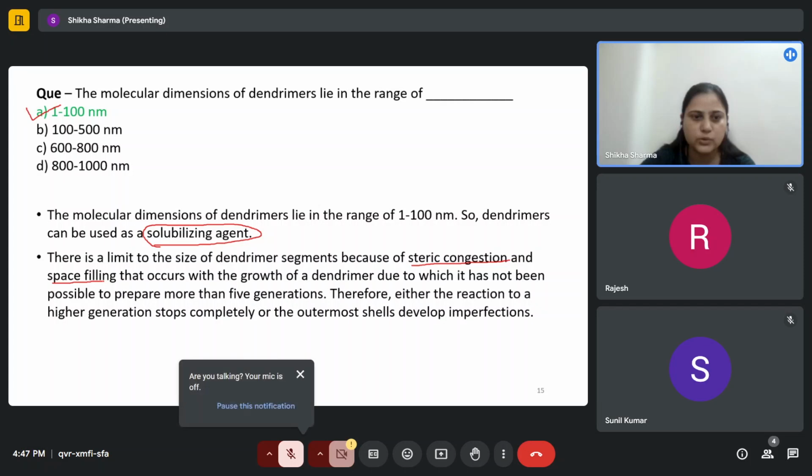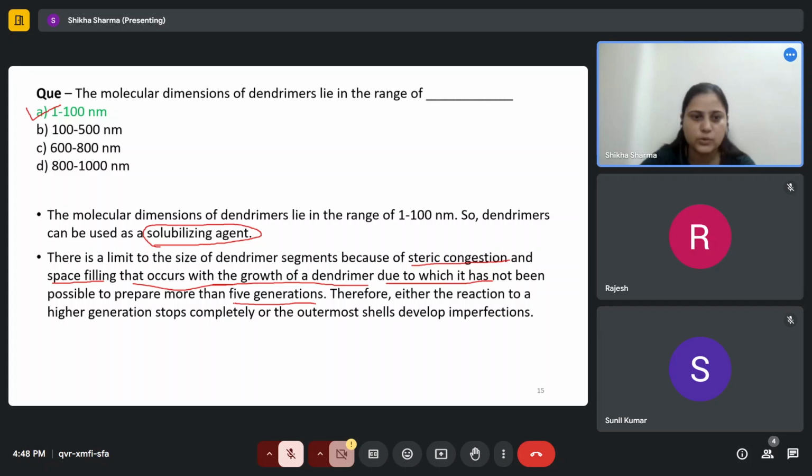At higher generations there will be space filling and steric congestion, so the size will be limited. Space filling occurs because of the growth of the dendrimer. As we grow the dendrimer, the branching will be more and the space will be less, so there will be steric congestion. Because of that, it has not been possible to prepare more than 5 generations. In most cases we can go only up to 5 generations because of the lack of space.